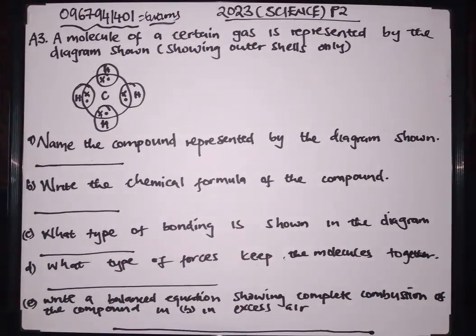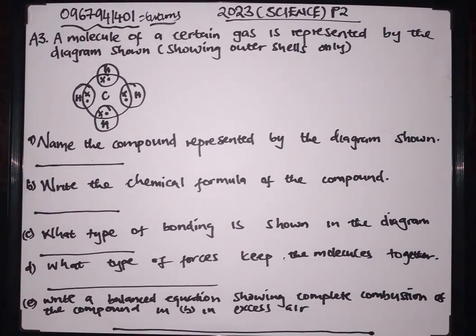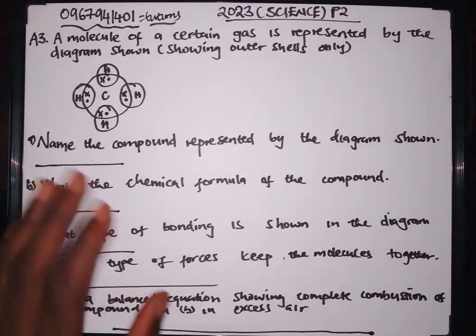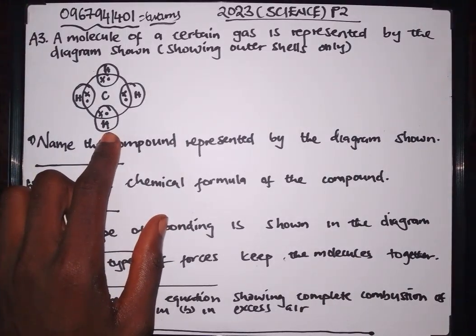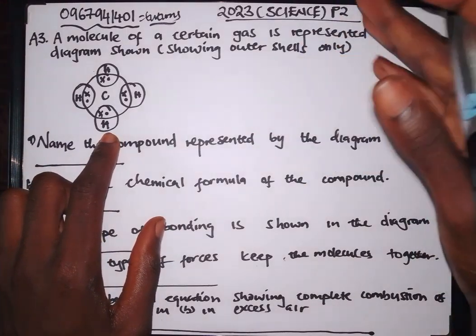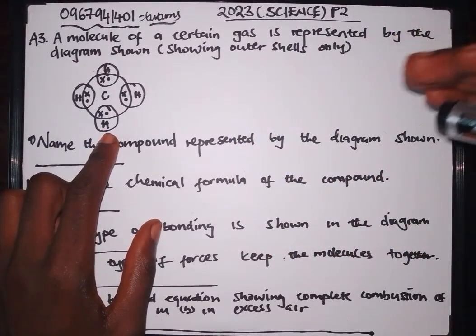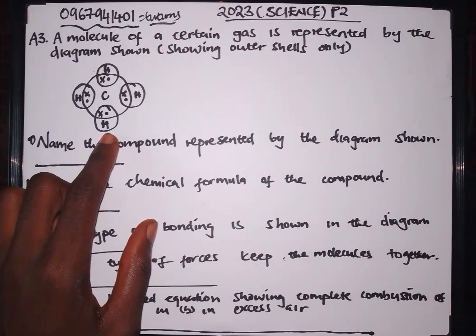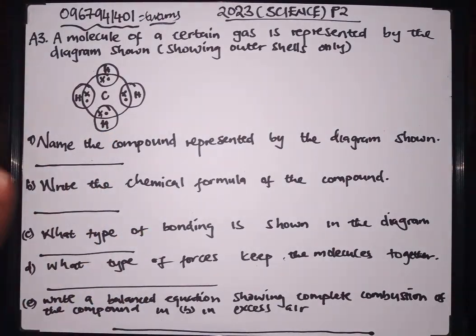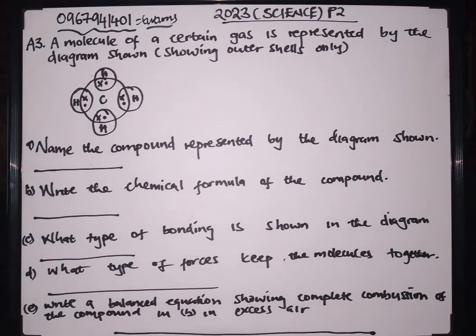So let's begin. The question is saying a molecule of a certain gas is represented by the diagram shown. This is the diagram representing the molecule. Then they are saying that they are only showing the outer shells, which means they are showing the last shell of an element. So this is basically coming from a topic which is known as atoms, molecules, and elements.